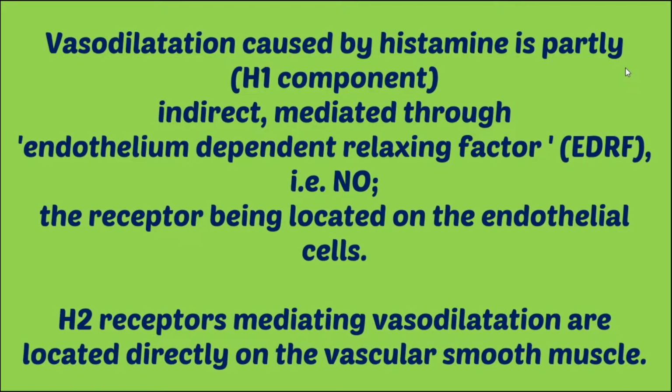Moving on, H2 receptors mediating vasodilation are located directly on the vascular smooth muscles. Whenever there is H1 mediated vasodilation, it is indirect, it is due to nitric oxide. Whenever there is H2 related vasodilation, it is direct. It is due to the H2 receptor, which is a GS type G protein coupled receptor acting via increasing cyclic AMP. Now, why is it producing vasodilation? Let's talk about that also.